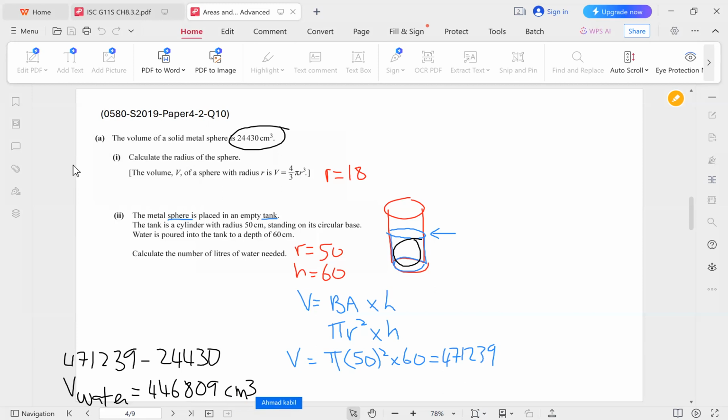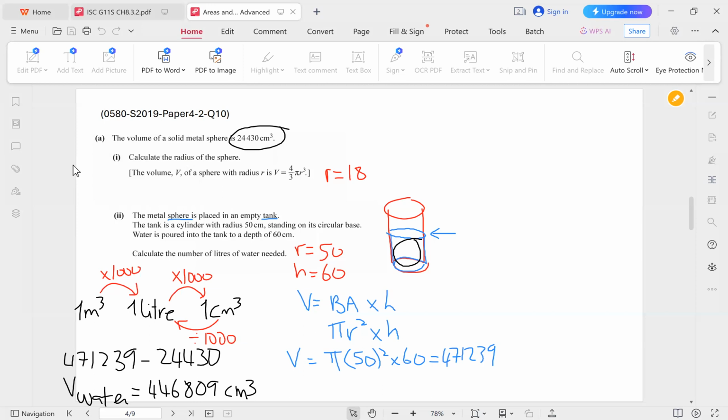Of course, we said before that to go from centimeter cubed to liter, we want to remember that we have 1 meter cubed, 1 centimeter cubed, and 1 liter in the middle. And to go from one to the other, we just multiply by 1000. So in this problem, we have the answer in centimeter cubed, but they want the number of liters. So we have to divide by 1000.